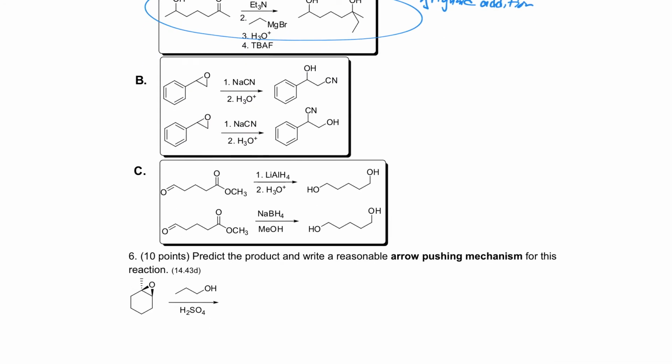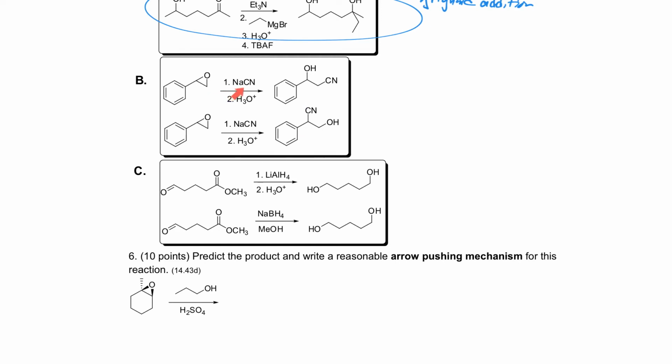Letter B. Here we have some epoxides. We're going to pop them open with sodium cyanide. So we've got a good nucleophile here. Follow that up with mild acid workup. Same procedure for both, so it must be that the differences are here. And indeed, the cyanide is added to the less hindered side on top, or the more hindered side on the bottom. So we need to figure out which of these would be the better option.